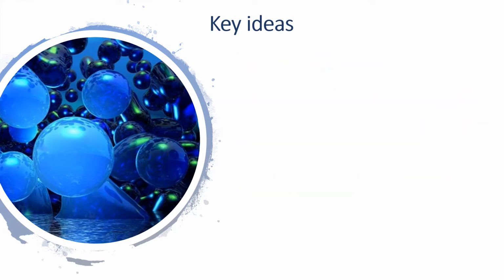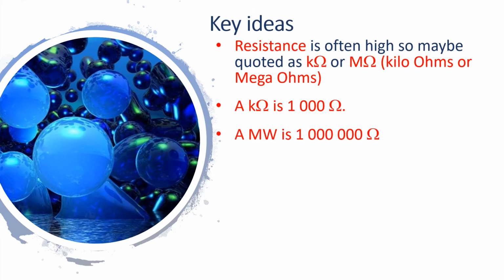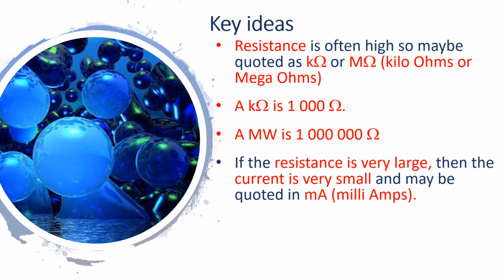Some more key ideas. Resistance is often high, so may be quoted in kilo ohms or mega ohms. A kilo ohm is 1,000 ohms and a mega ohm is 1,000,000 ohms. You could go up to a giga ohm, but that would be a very large resistance. If the resistance is very large, then the current is going to be very small, so maybe quoted in milliamps or possibly even microamps.